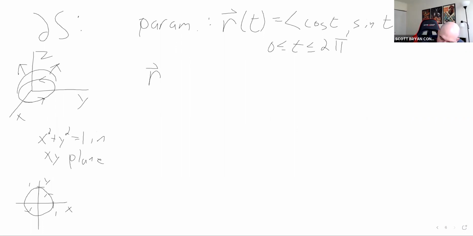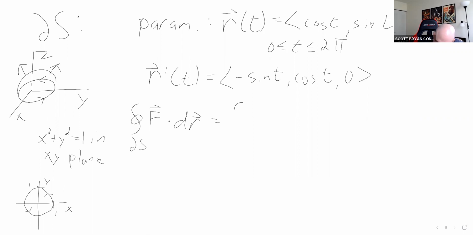And we're going to be integrating a vector field, so we need r prime of t. So r prime of t is going to be negative sine t, cos t, 0. And so let's do our integral. The integral of our vector field over the boundary. We plug in our parameterization. So t goes from 0 to 2 pi. Our vector field F, remember, was negative y, 2x, x plus z.